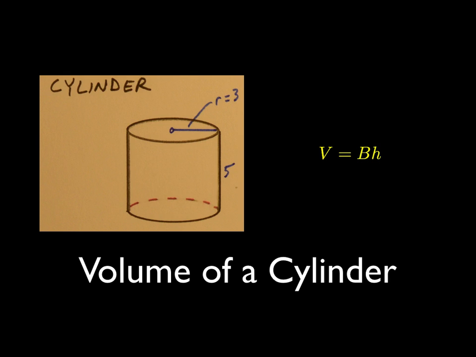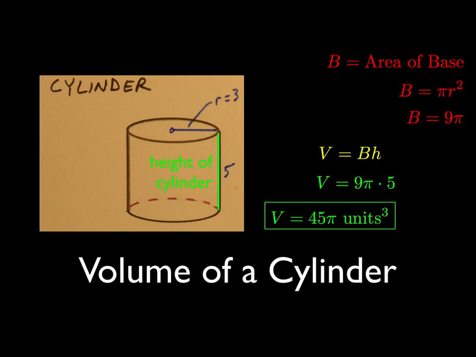Pretty easy to turn this volume of a prism into the volume of a cylinder. Remember, the area of one base is the area of a circle. The height of the cylinder is the distance between the two circles, and so our volume for the cylinder would be 45 pi cubic units.